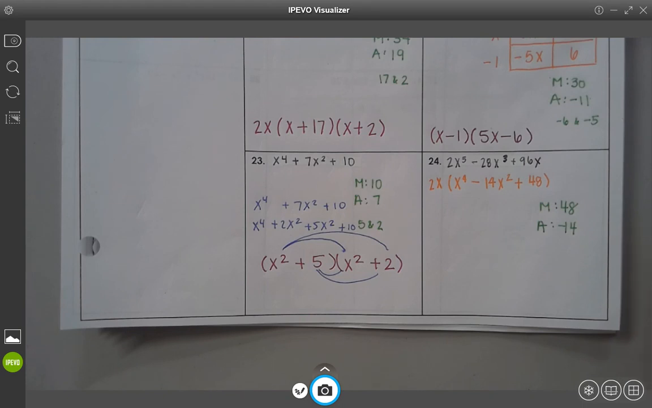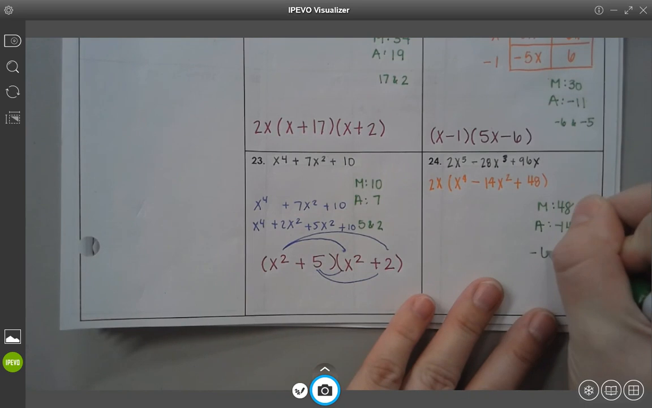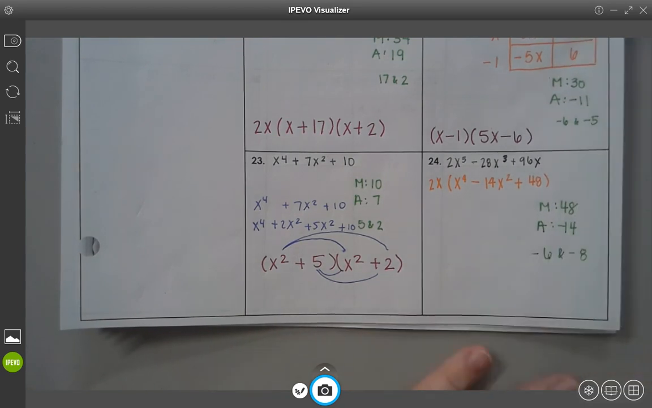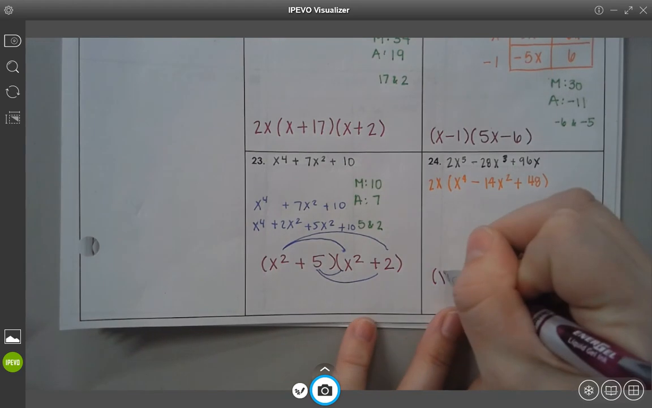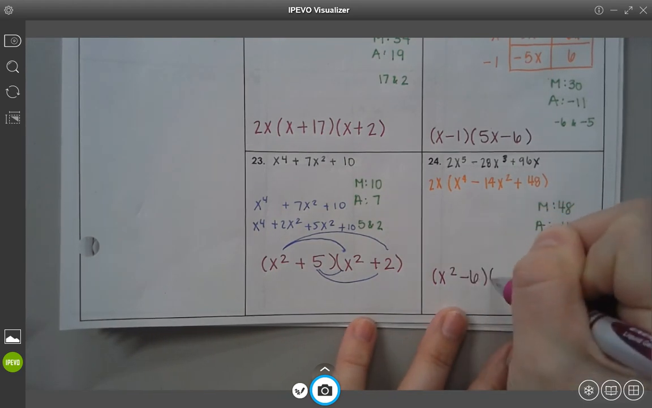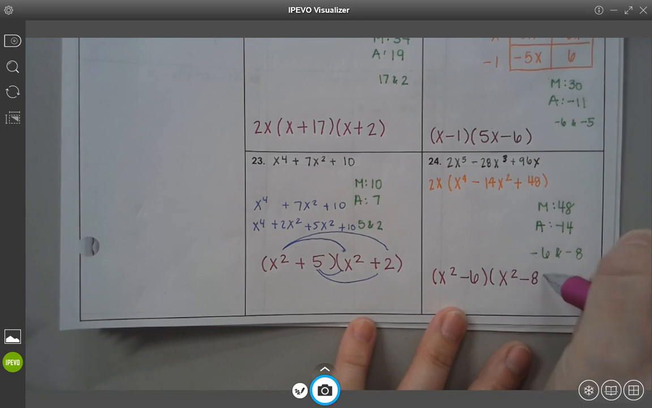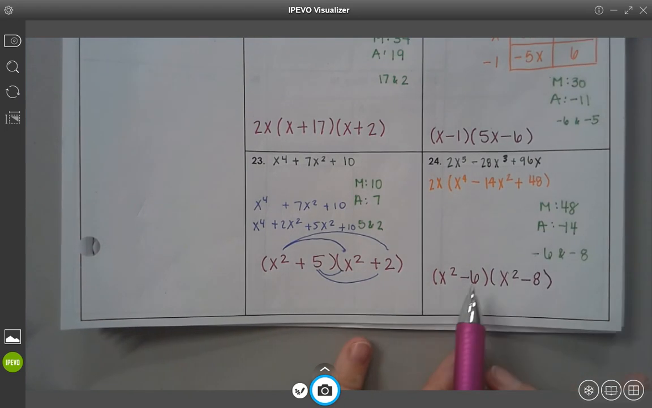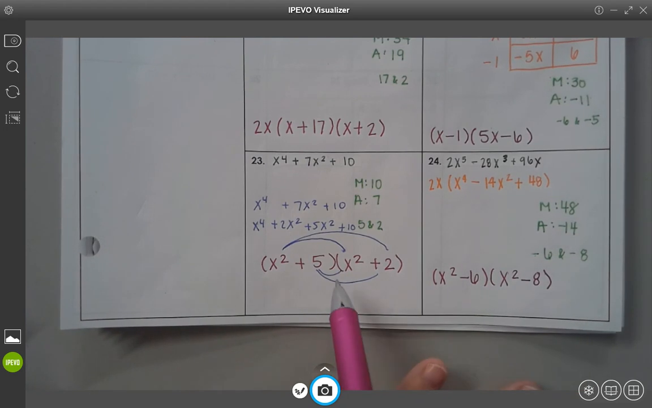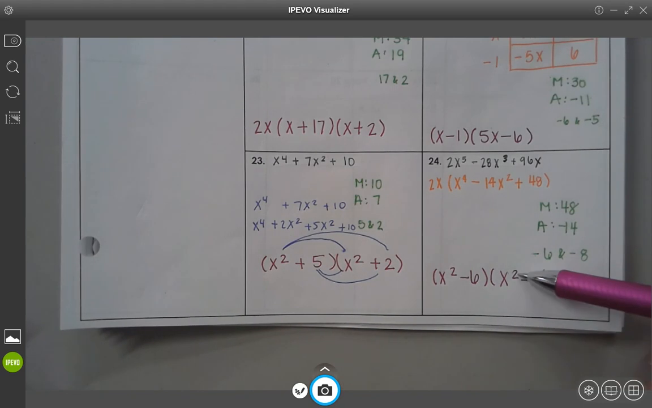You're on the right track. Negative 6 and negative 8. Two negatives multiplied make a positive, but when I add them, they're still negative. x squared minus 6, x squared minus 8. Now, the reason that these are not difference of squares is because 6 and 8 are not perfect squares. The only way you can do difference of squares is if you have two perfect squares.